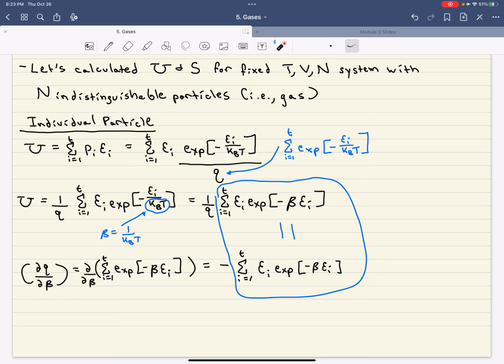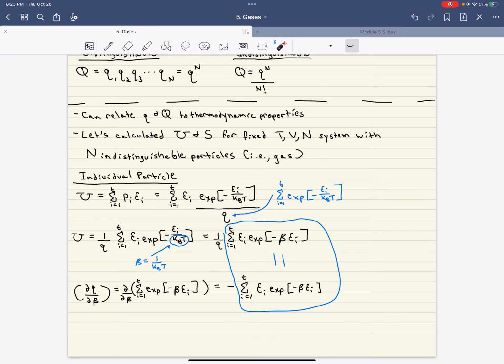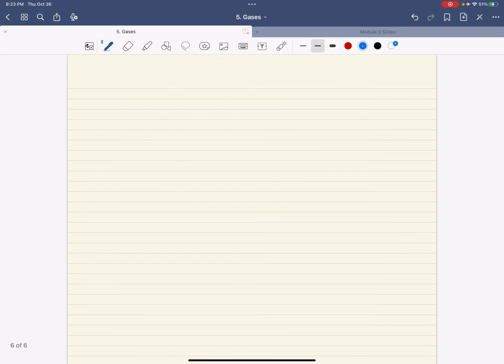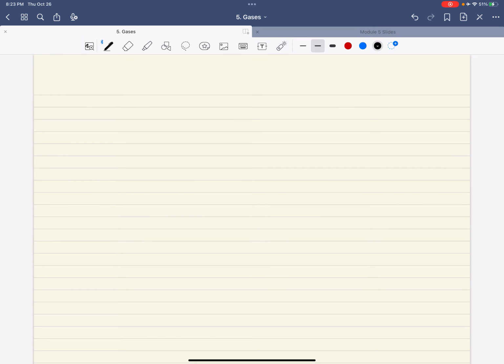And so that means that what we could do is rewrite the internal energy using this partial derivative. So I'm going to go to the next page. So we have u, and that's going to be equal to negative 1 over q dq d beta. Right? So I'm just taking the partial derivative from the previous page. So we have 1 over q times the derivative of q with respect to beta. As you know, in this form, this is the same thing as just taking the derivative of the natural log of q.